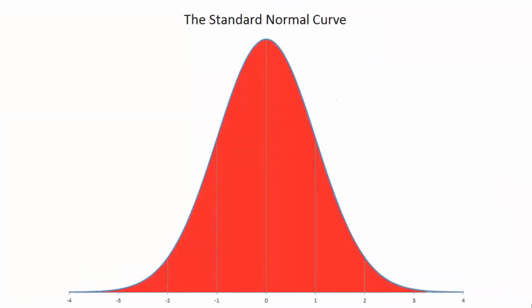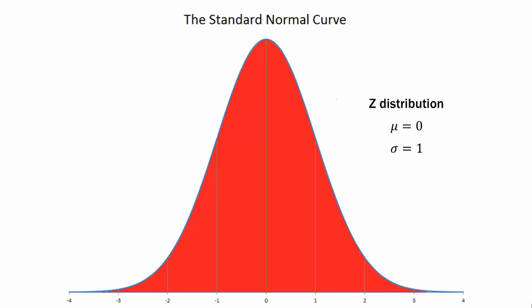Let's talk about a few more things here. So here is our standard normal curve, and I went ahead and highlighted the area underneath it all in red. This is a specific type of curve called the Z distribution. It's called the standard normal curve, and that just means we standardize our distribution by making the mean 0 and setting the standard deviation to 1.